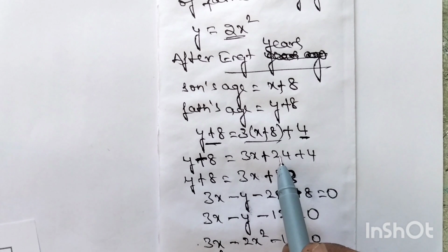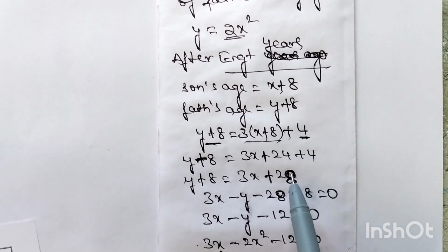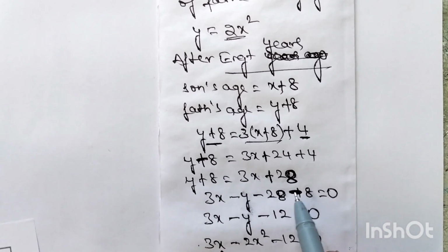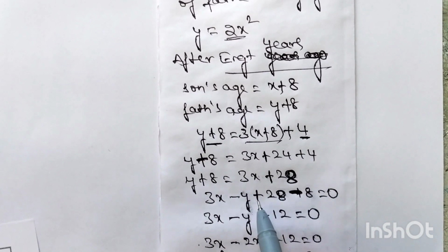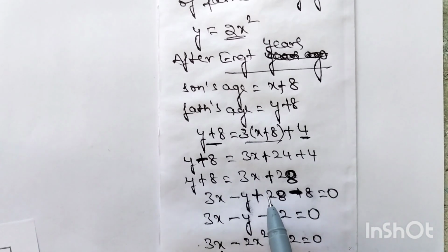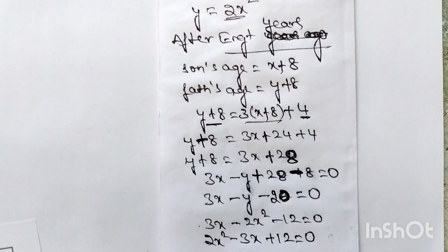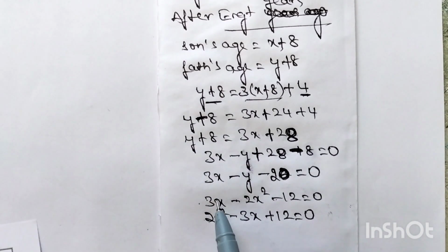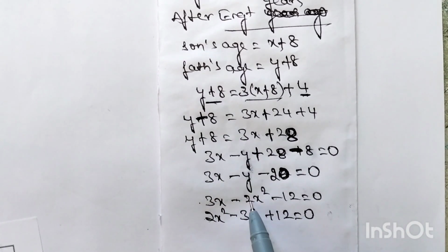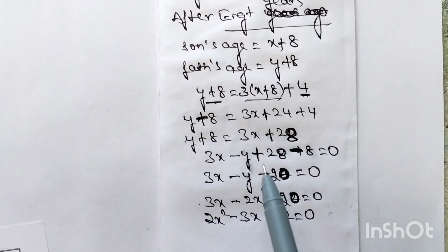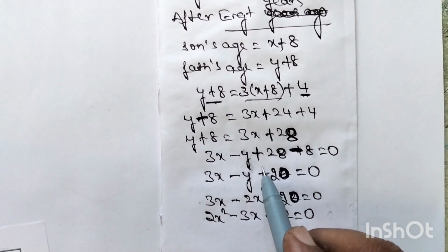ಇಲ್ಲಿ ಈ ಕಡೆ 24 ಪ್ಲಸ್ 4 ಇಸ್ 28 ಇದೆ. ಪ್ಲಸ್ ಈ ಕಡೆ ಪ್ಲಸ್ 8 ಈ ಕಡೆ ಬಂದರೆ ಇಟ್ ವಿಲ್ ಬಿಕಮ್ ಮೈನಸ್ 8. ಇದು ಪ್ಲಸ್ 28 ಆಗುತ್ತೆ. ಅಲ್ಲಿಗೆ 28 ಮೈನಸ್ 8 ವಿಲ್ ಬಿಕಮ್ 20. 28 minus 8 will become 20. So 3x minus y means 2x square. Then minus 20. It is plus 20, not minus 20.